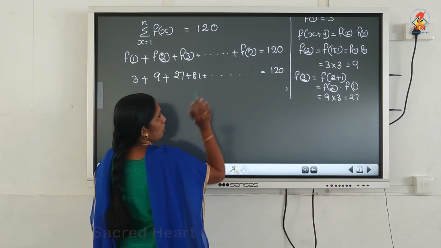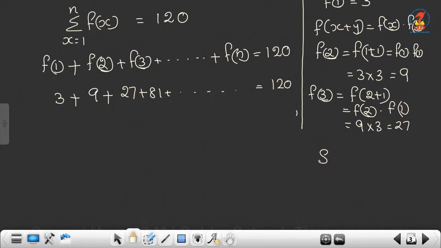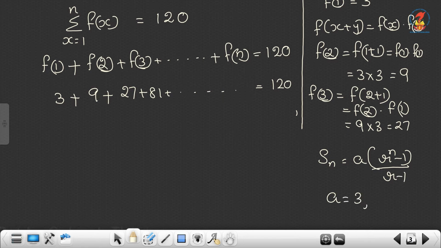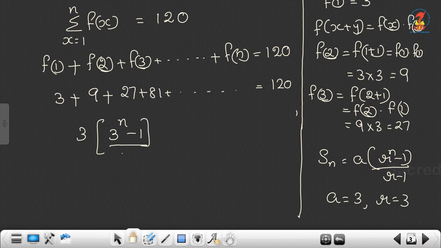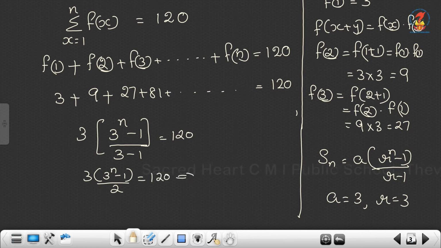So, we can use the formula Sn equals a into r raised to n minus 1 by r minus 1. Here what is a? First term is 3. Common ratio is also 3. So 3 into 3 raised to n minus 1 by 3 minus 1 is equal to 120. Or 3 into 3 raised to n minus 1 by 2 is 120. Or I can write 3 raised to n minus 1 is 120 into 2 by 3.